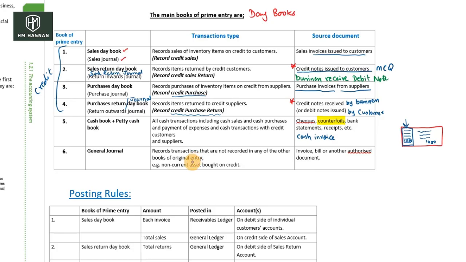So what's the source document of the general journal? Invoice, bill, or another authorized document. So these are the 6 types of books of primary entry. Any question at this stage? No. Okay.